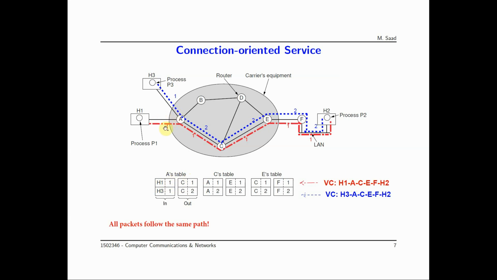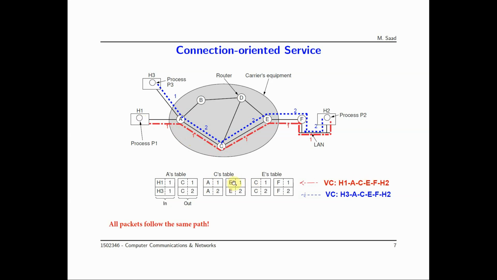Since we selected VCI 1 to be used on this link, this is incoming to router A along the virtual circuit, and this is outgoing to router A. What about router C here? Let's check the table for router C. For router C, what's the device before it on the connection? It is A, so the incoming device is A, and the outgoing device is E.